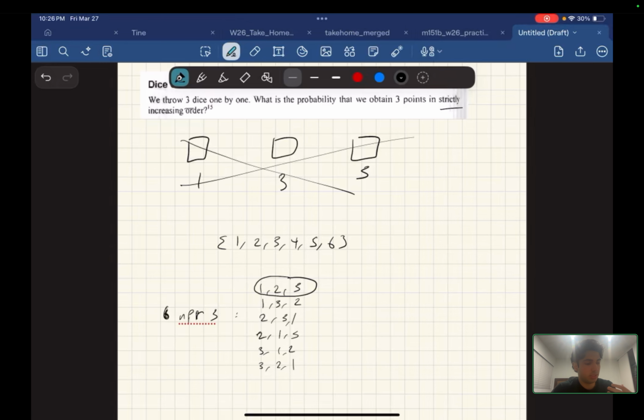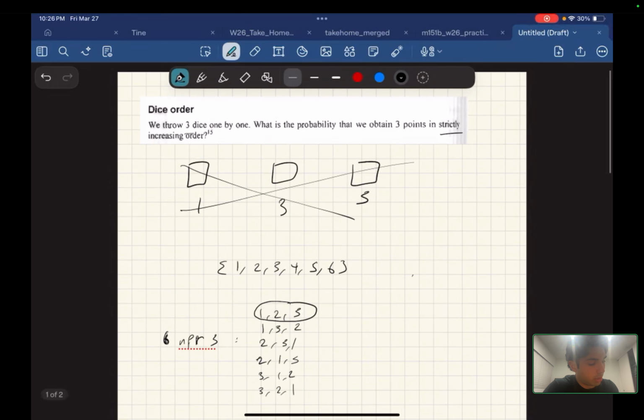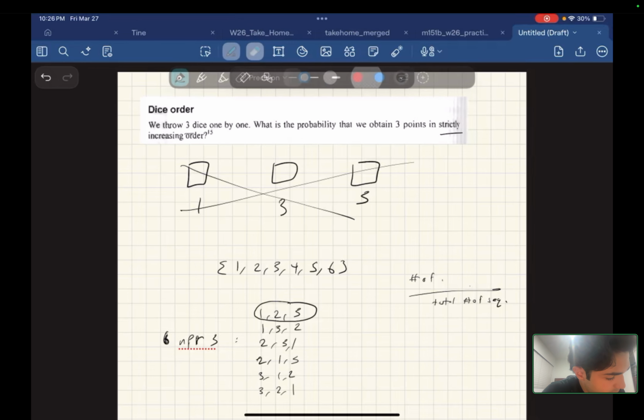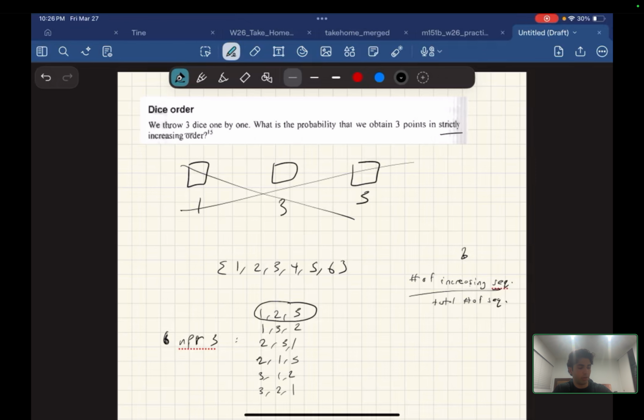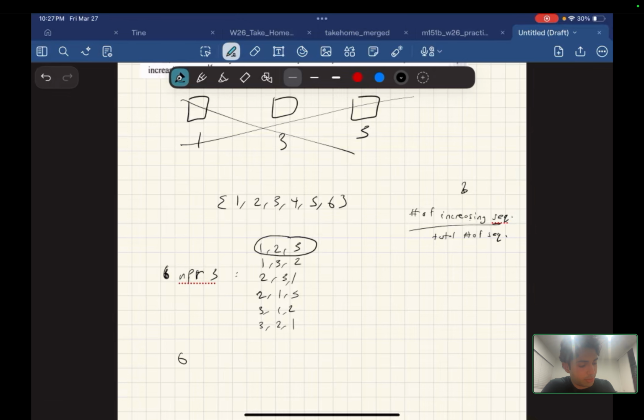We're trying to find, obviously, probability. We're going to find the number of increasing sequences over the total number of sequences. That's how we solve this question. I'll write that much better. So we're trying to find this part first. The permutation function is like number of options factorial divided by size factorial. So that's 120.